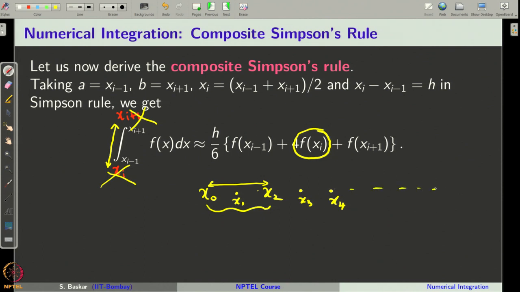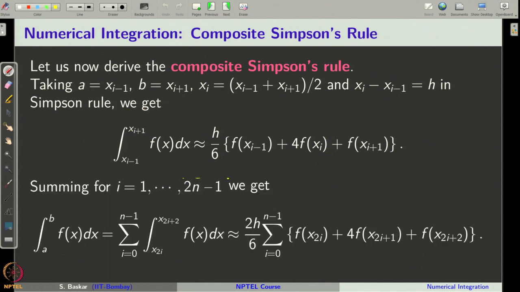That clearly says that the number of node points that you take in the interval in order to apply composite Simpson's rule needs to be an even number. So, to make sure that we have an even number of nodes, let us take the number of nodes as 2n. That is something which you have to remember. Always the number of nodes needed to generate composite Simpson's rule should be an even number.